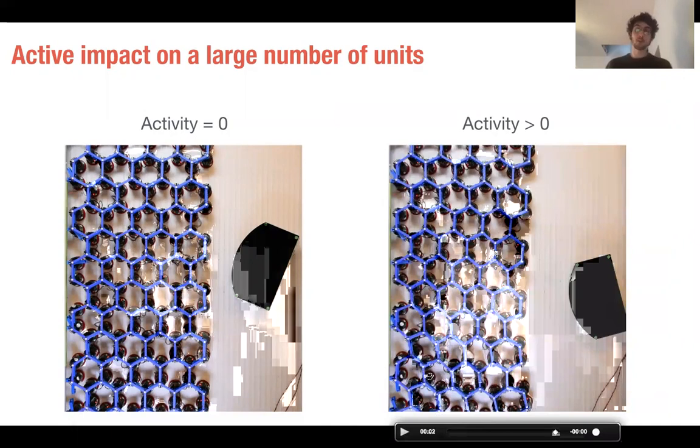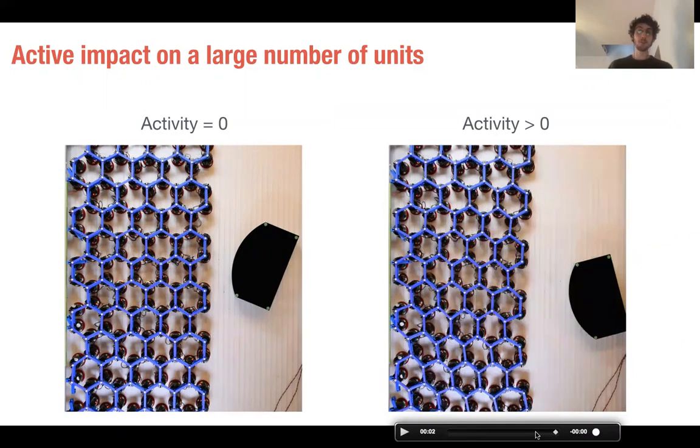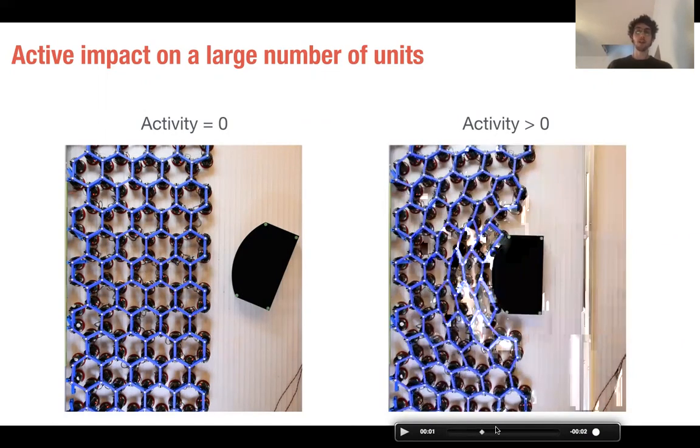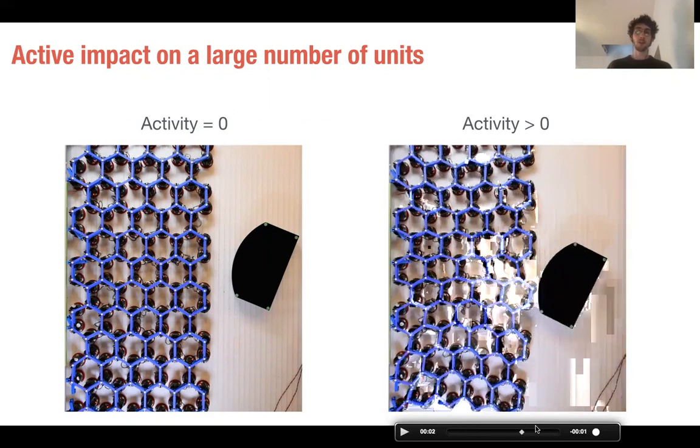And one of the consequences of that is that, of course, this object is bouncing with a certain deflection here that you can compare between the active and the passive case at the end of the movie here. And we really see that the activity within the system is directly affecting how dynamically the active solid is deforming here.